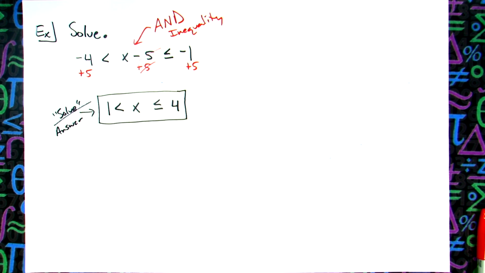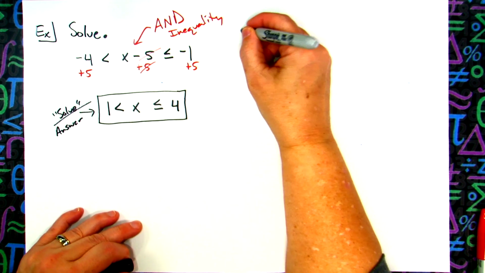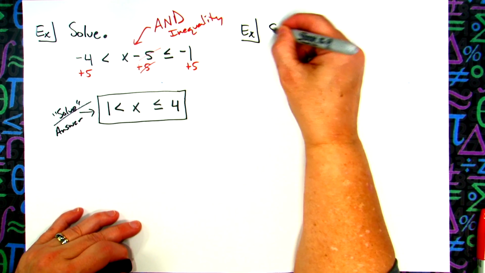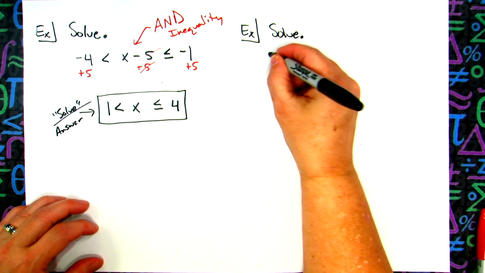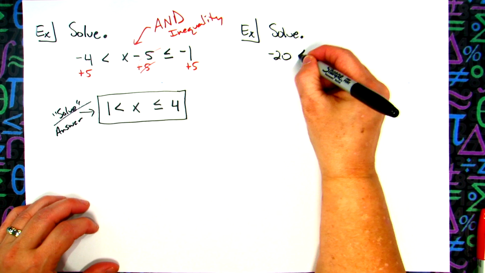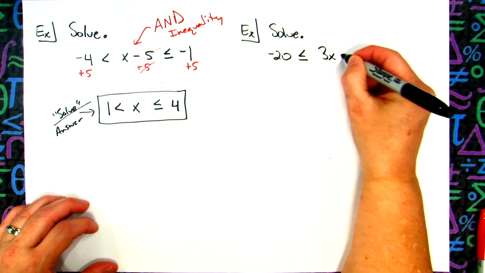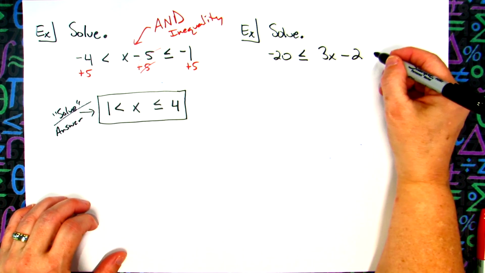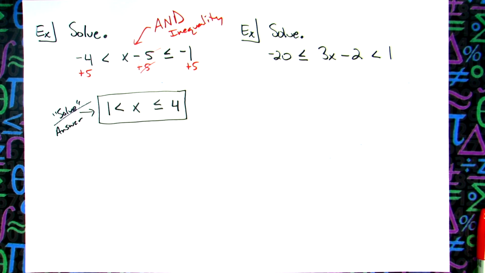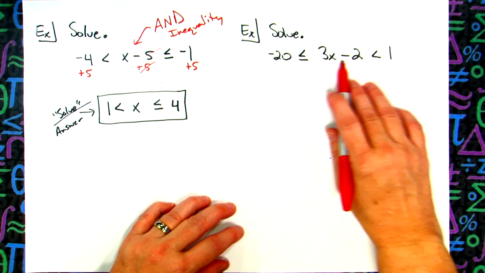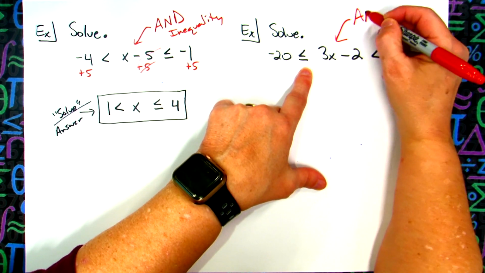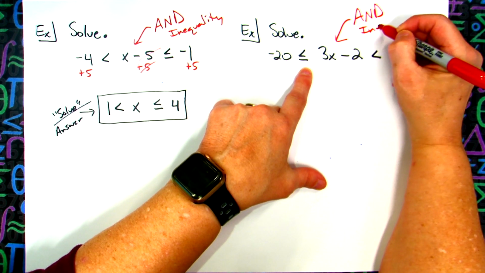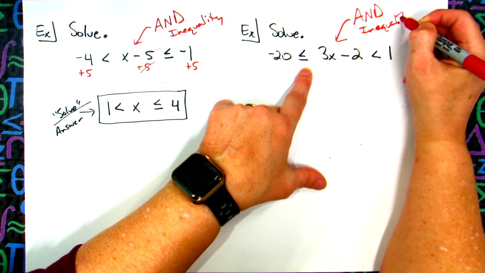Let's do one more. Let's do another one, and let's just focus on the solve. Let's suppose I had a -20 less than or equal to a 3x minus a 2 and then less than 1. Okay, it's written as a compound inequality because it's got the 3 sections and I got less than or equal to. I know this is an and inequality, and it's called a compound inequality.